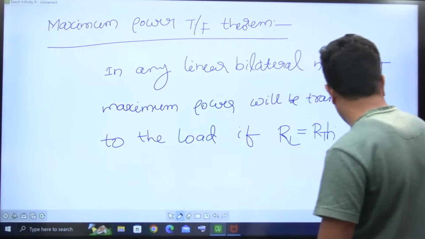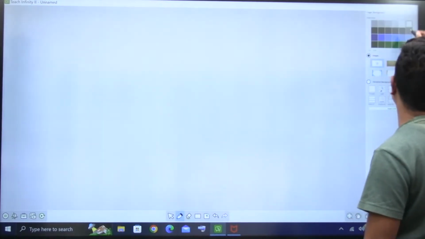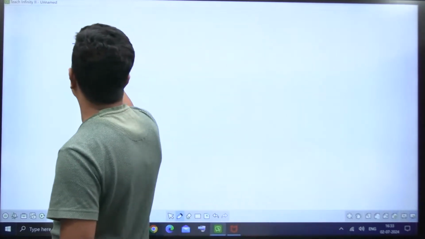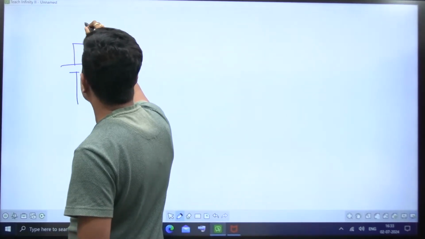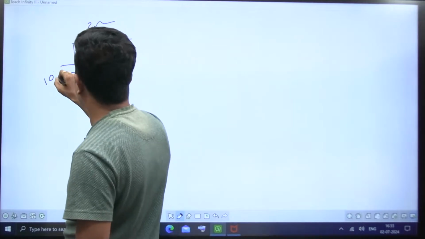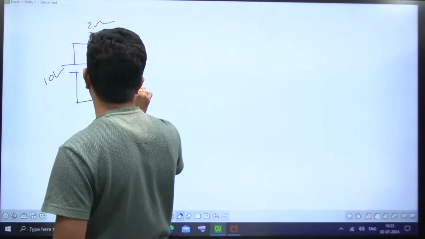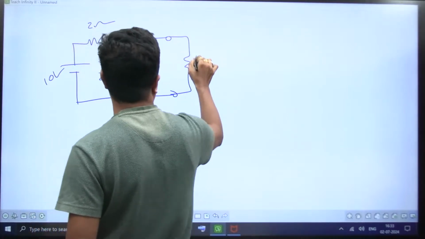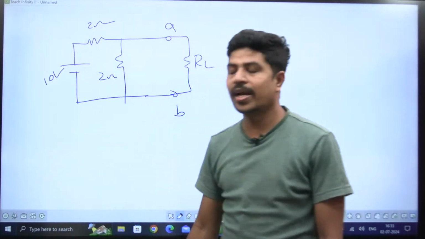What is this, sir? Let me take one simple circuit and tell you. Observe, please. Here there is some circuit like this. This is 2 ohms, this is 10 volts, and one more resistance here of 2 ohms. Here I am going to connect some load resistance RL at the terminals A and B.